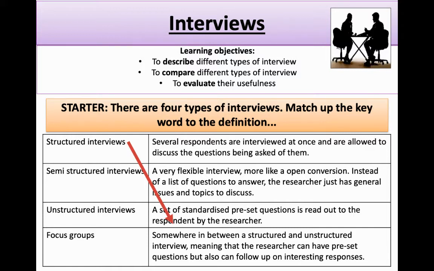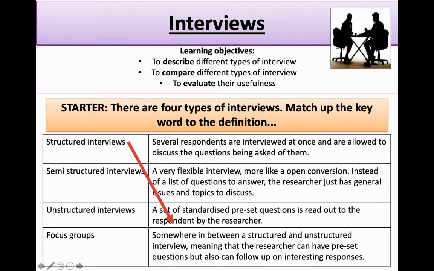Now, for the starter activity, as you can see, there is a table on the board with 4 different types of interviews. Your task is to match up the type of interview to the correct definition. And as you can see, I've already done the first one for you. Structured interviews is when there is a set of standardized pre-written or preset questions which is read out by the researcher to the respondent.